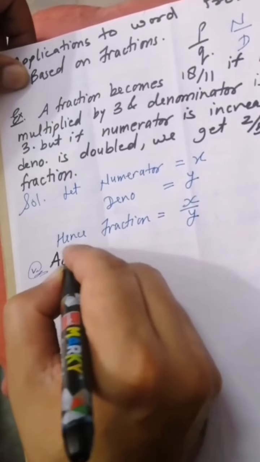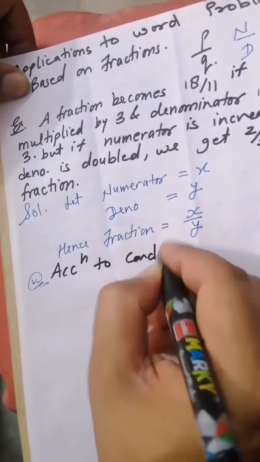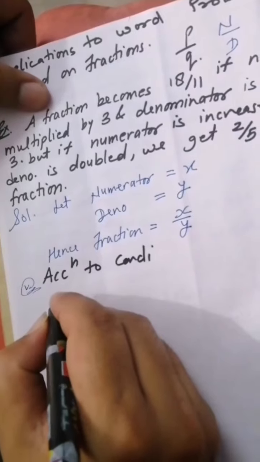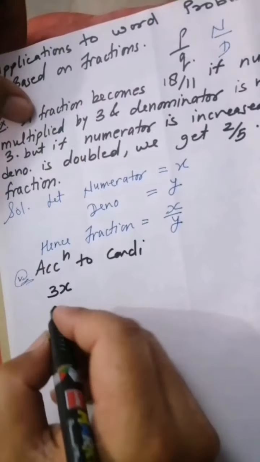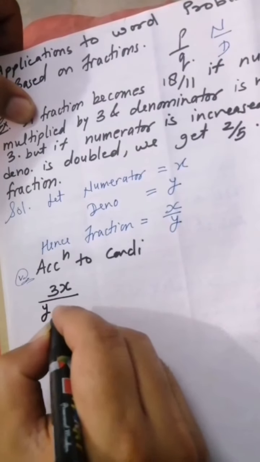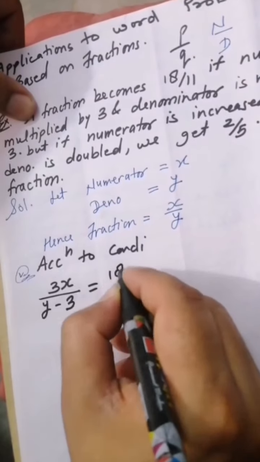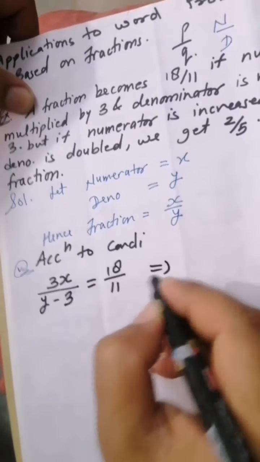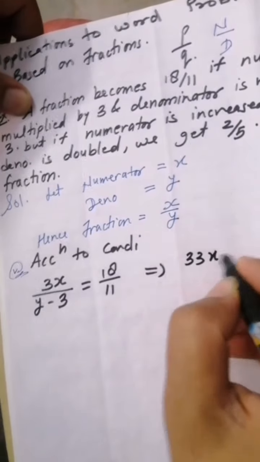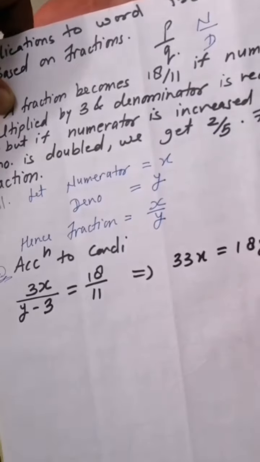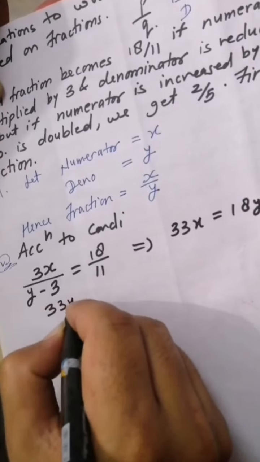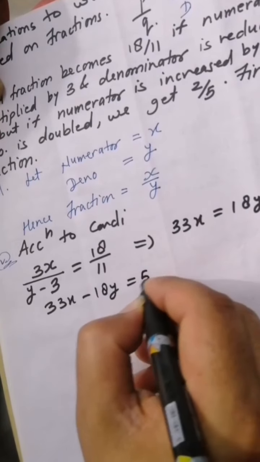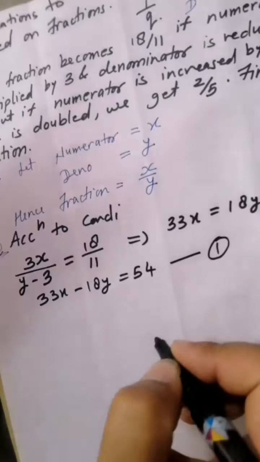Now according to the condition, the first condition is a fraction becomes 18 upon 11 if the numerator is multiplied by 3. It means 3x, as the numerator is multiplied by 3, and the denominator is reduced by 3, so y minus 3, equals 18 upon 11. Now on cross multiplying, we will get 11 times 3 is 33x equals 18y minus 18 times 3 is 54. So it will be 33x minus 18y equals 54. That was equation 1.